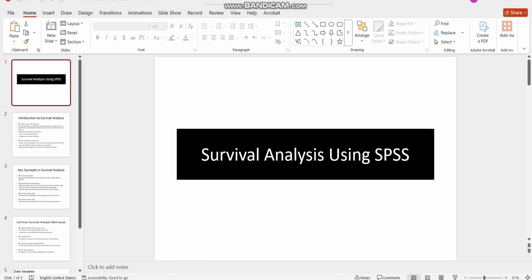Hi guys, today we will perform together survival analysis using SPSS. It's a very important analysis used mainly in the field of medicine to compare treatments and medicines, which one is better, which treatment is better and more effective for the patient.